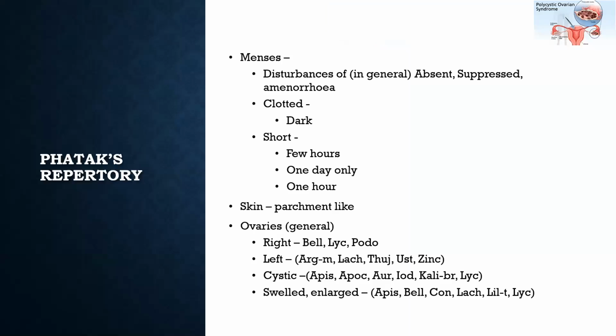In the same way, we go to Farrington's repertory. Same things have been given. If you see the rubric ovary in general, we have right, we have left, we have cystic, and here one more addition is swelled or enlarged. Now, why do we take swelled or enlarged? It refers back to the pathology of polycystic ovarian disease, wherein we have hypertrophy of the theca cells, thus stromal cell enlargement and all that. Because of that, the volume of the ovary increases. That's why we can take that particular rubric, ovaries, swelled, enlarged.